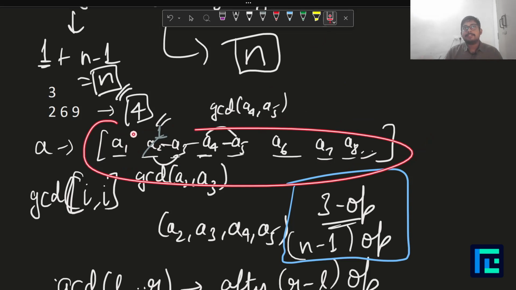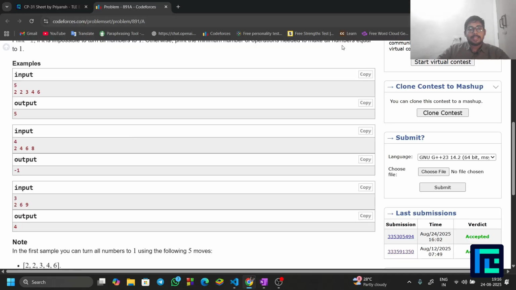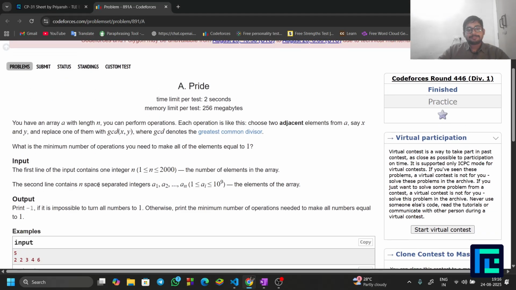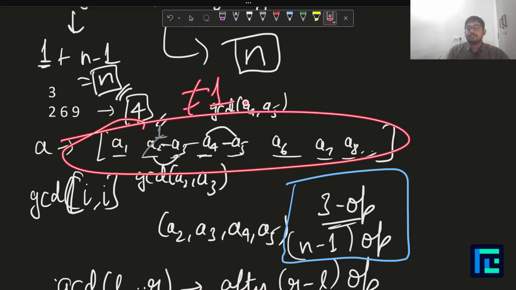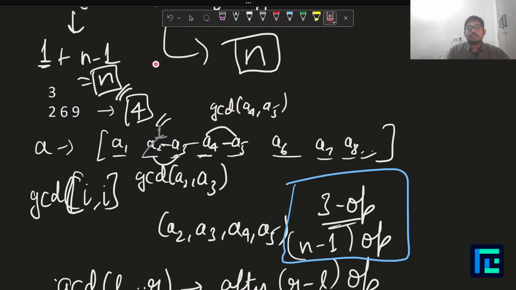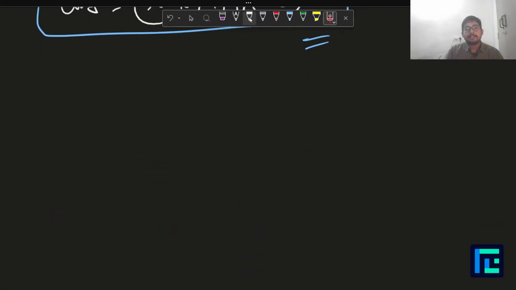So you can never get a 1 in this array. For that case, you would have to print a minus 1. As it's written in the problem, print minus 1 if it is impossible to turn all numbers to 1. So it would be impossible to turn all numbers to 1 only if the GCD of this whole array is not equal to 1. If the GCD of the whole array is equal to 1, then there is somehow one way to convert it into 1. But if this GCD of the whole array is not equal to 1, that means you can never convert, you would return minus 1.